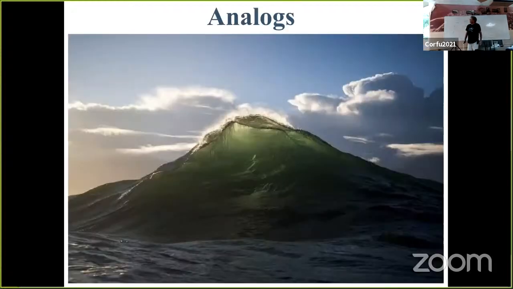Okay, so this is analogs. This is taken from an Australian photographer who takes pictures of waves, and this is the best place to show such a picture to illustrate what an analog is. He says that nature sometimes imitates itself, okay? So this is a wave imitating a mountain.